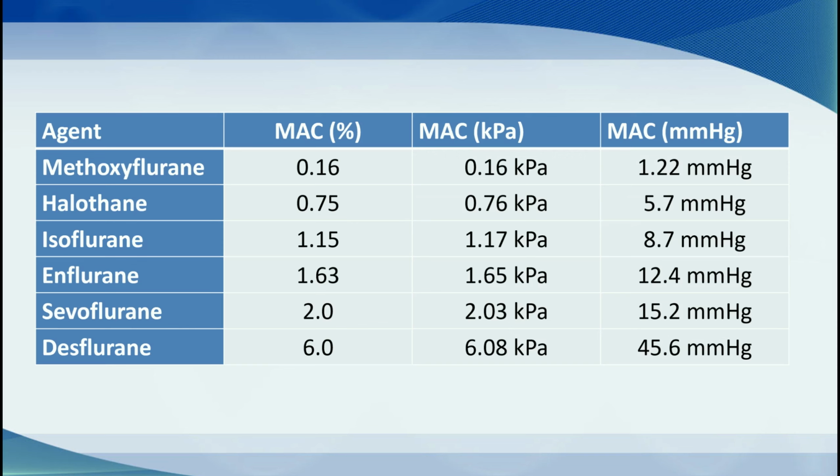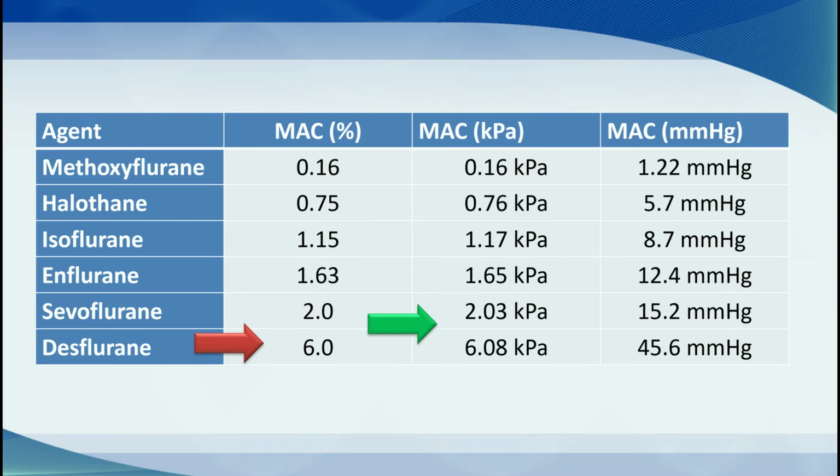You will notice two things. As volatile agents become less soluble in the blood, the MAC increases. That effectively means that the dose of volatile agent required to achieve surgical anesthesia is higher the more rapid the onset of action of the drug. The agents with the lowest MAC are methoxyflurane and halothane, and you can follow the chart to the agents with the highest MACs. Also, this translates to higher partial pressures.